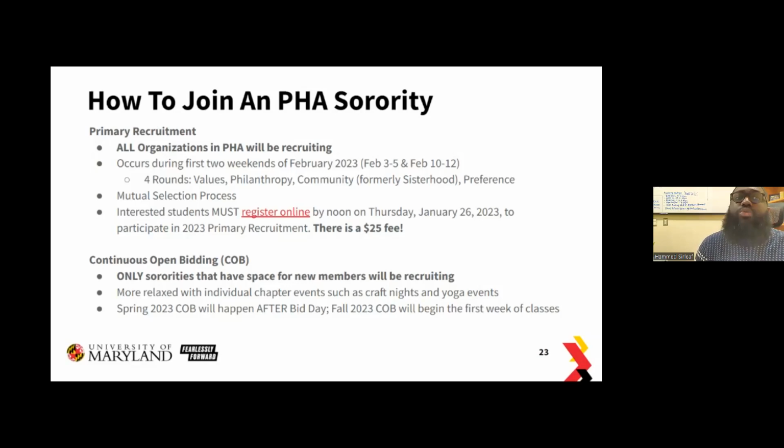So your student will go through 4 rounds where they'll be able to talk to members of different organizations. So values round, they'll be able to talk to up to all 16 chapters, philanthropies up to 12, community, which is formerly sisterhood, is up to 7, and then preference is up to 2. Every round they'll be participating in what's called a mutual selection process. There's a computer system that we use where your student, who is also known as a potential new member, will be selecting the organizations that they would like to go back to for the next round.